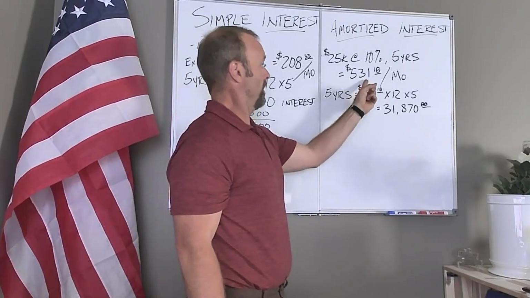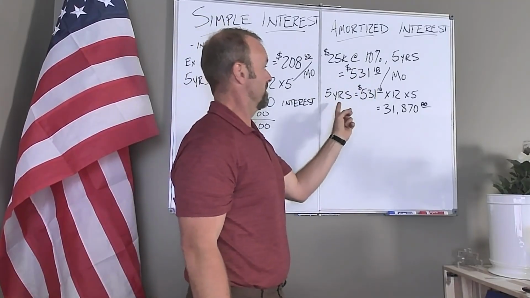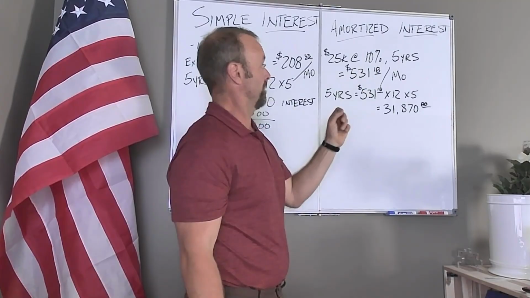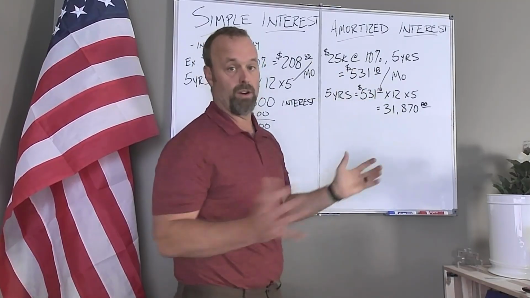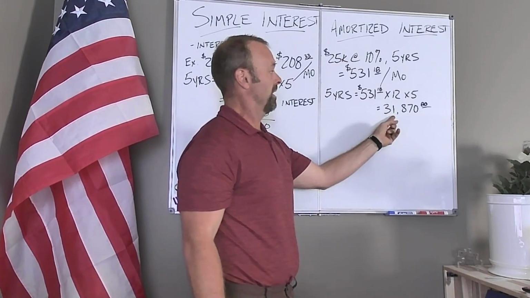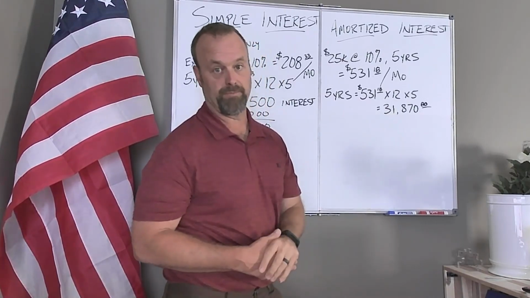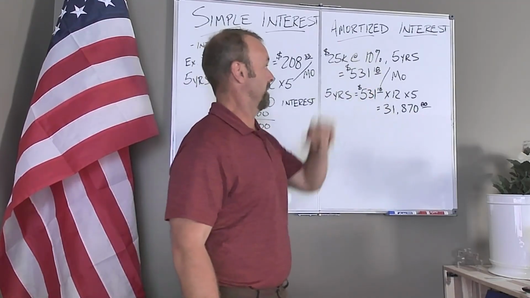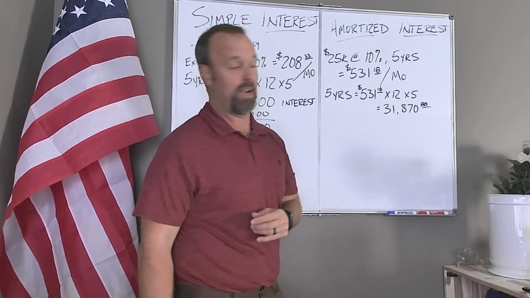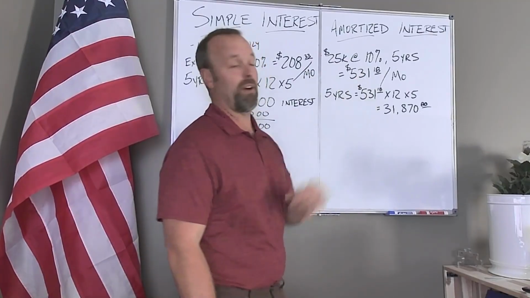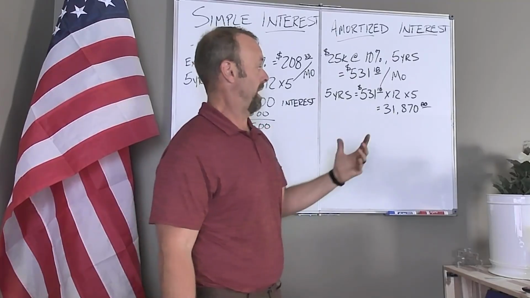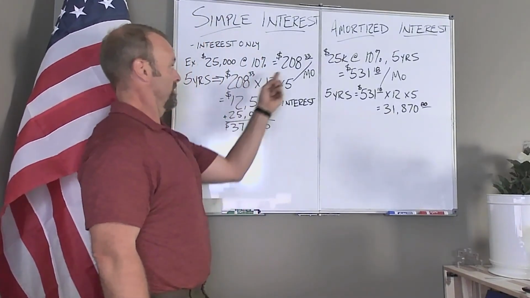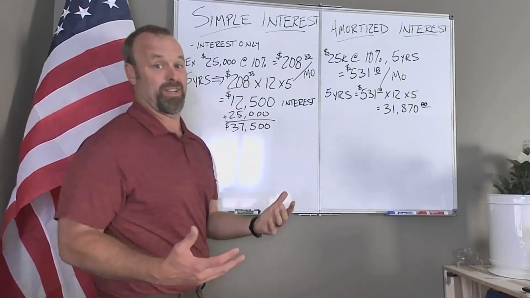So you're paying $531 a month for 5 years. Say you bought a $25,000 car, and 10% is a terrible rate, but just for this example, at the end of 5 years your car is bought and paid for, and you would end up paying $31,870. On the flip side, if you loan someone $25,000 at 10% interest amortized over 5 years, they would make you payments of $531 every month, and at the end of it, you're getting $31,870. Over here, you're just making $208 of interest every month.